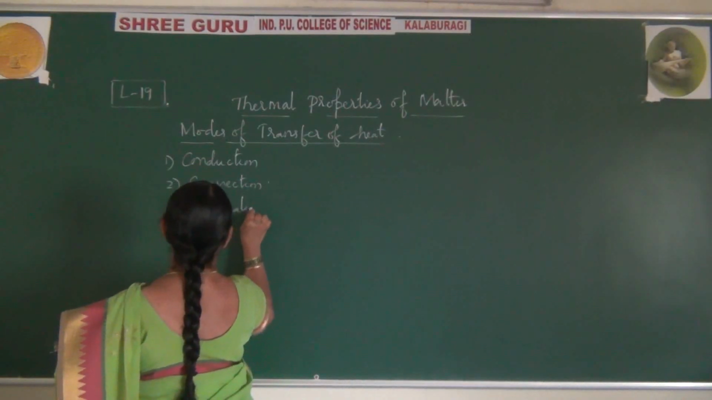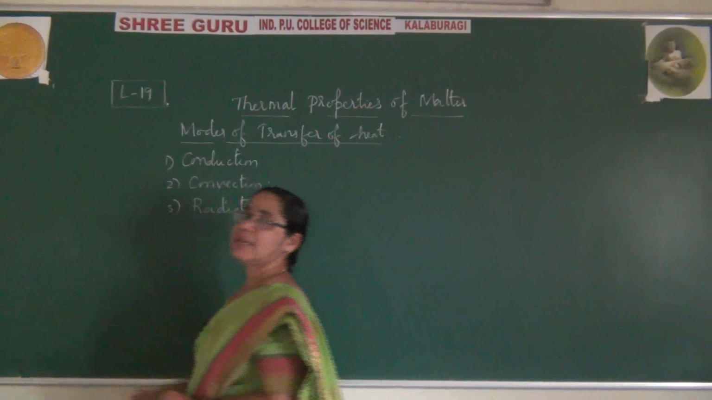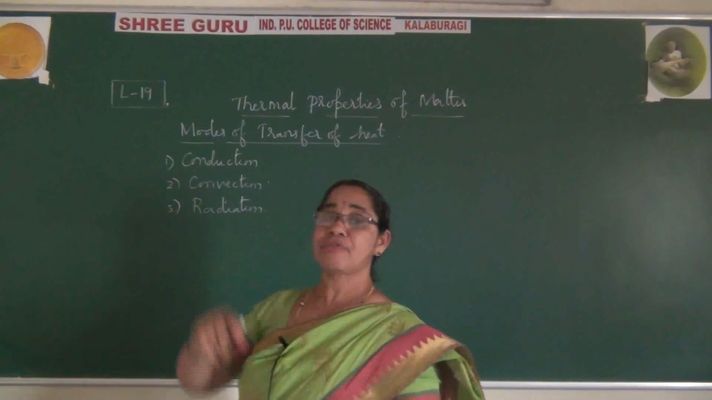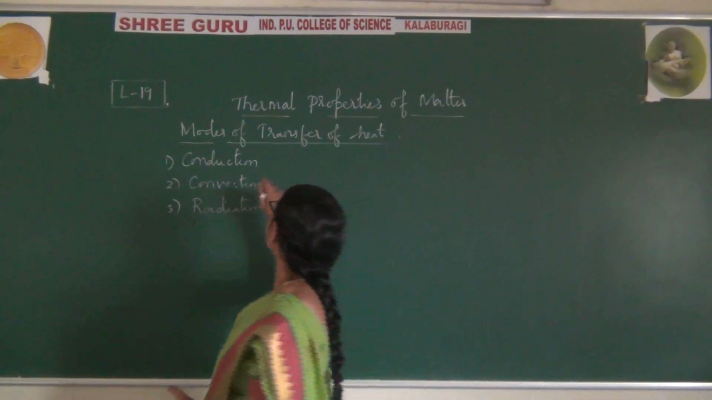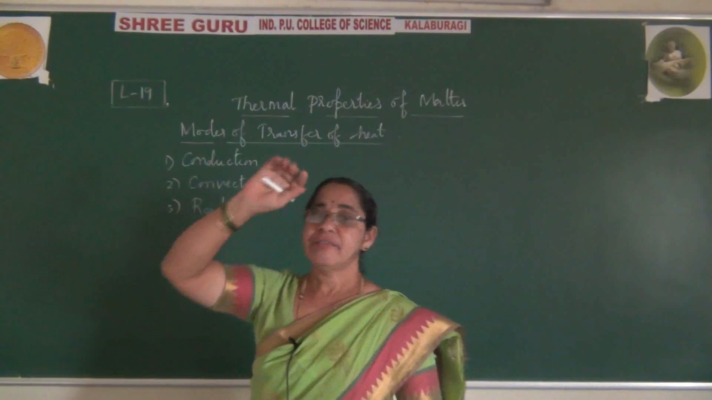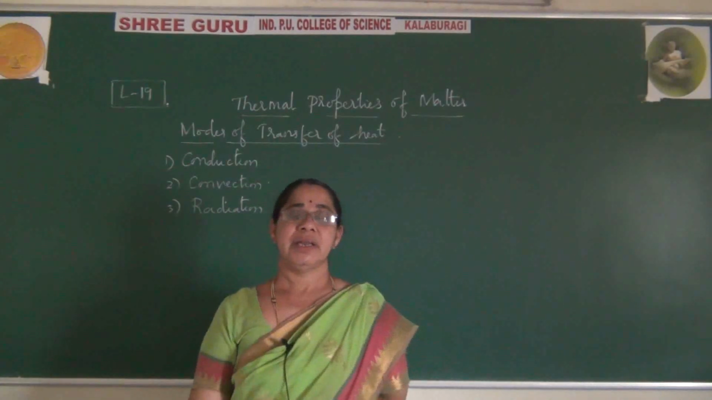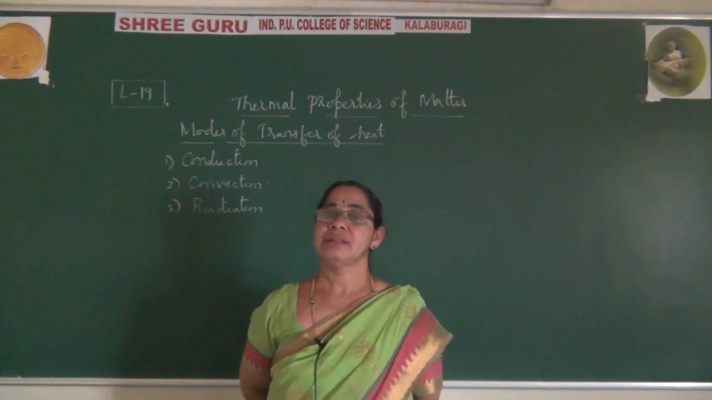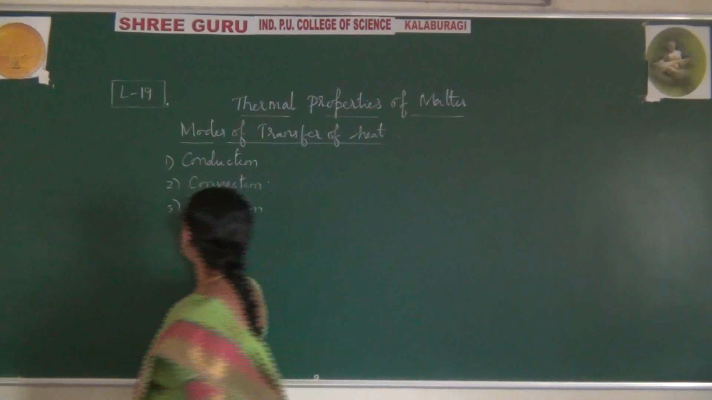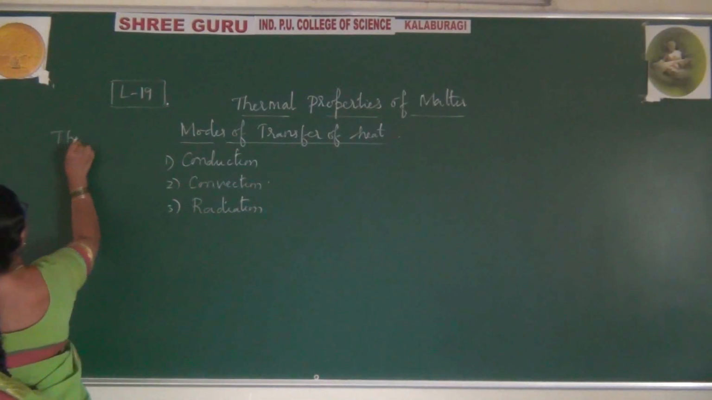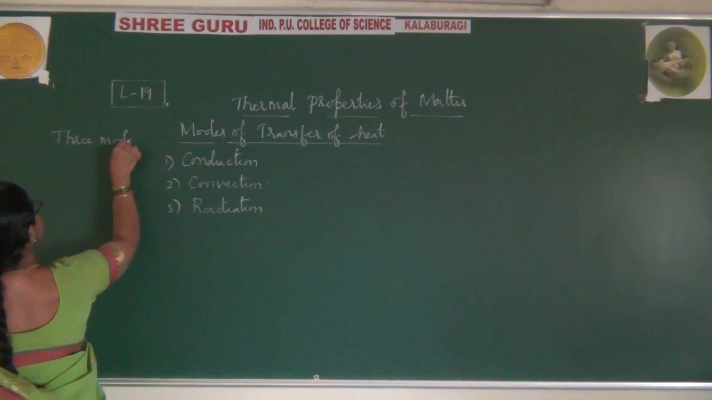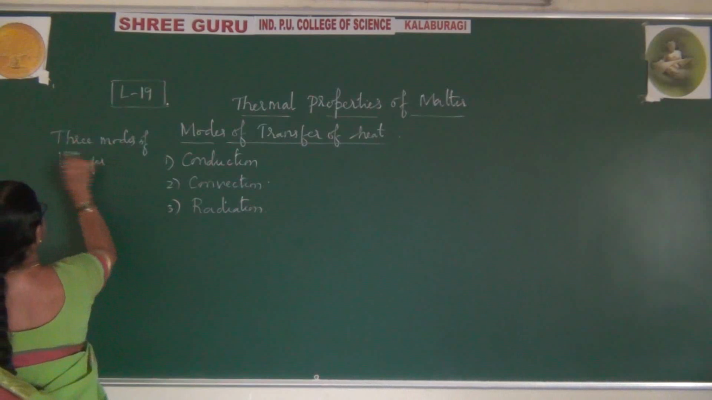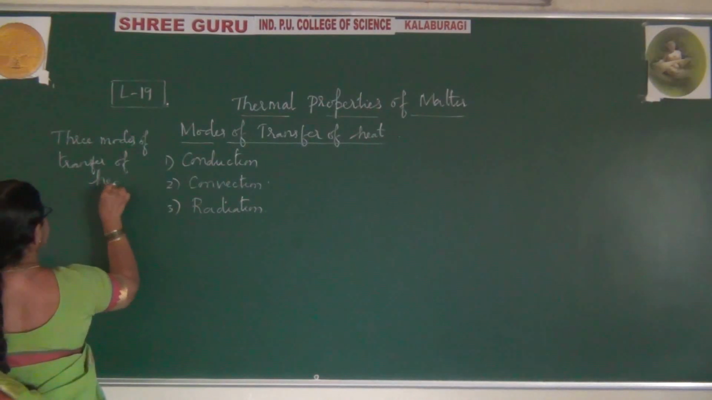So what do you understand from this? I have given the example of giving an apple and I am explaining the concept of physics. What I want to say here is that under the modes of transfer of heat, we come across three methods. One is called conduction, the second one convection, third one radiation. These are the three modes of transfer of heat.